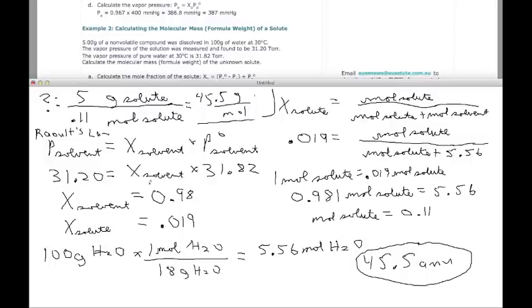Also, I wanted to mention, notice that the mole fraction of the solvent here is very large, and the mole fraction of the solute is very small, right? Less than 2% of the moles come from solute. I just wanted to point out that's pretty normal, right? Because the solvent, you usually have way, way more of the solvent than the solute, unless it's a very concentrated solution. So it's not surprising that we got extreme numbers like this.